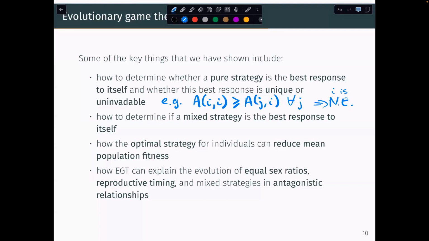We also learned how to determine if a mixed strategy is a Nash equilibrium. Remember here we have to consider expected payoffs. In the case of asymmetric games, we would have to condition on what the other type of individuals are doing. How likely are they to play one strategy versus another? And then give us expected payoffs. It gives us a set of linear equations that we then need to solve.